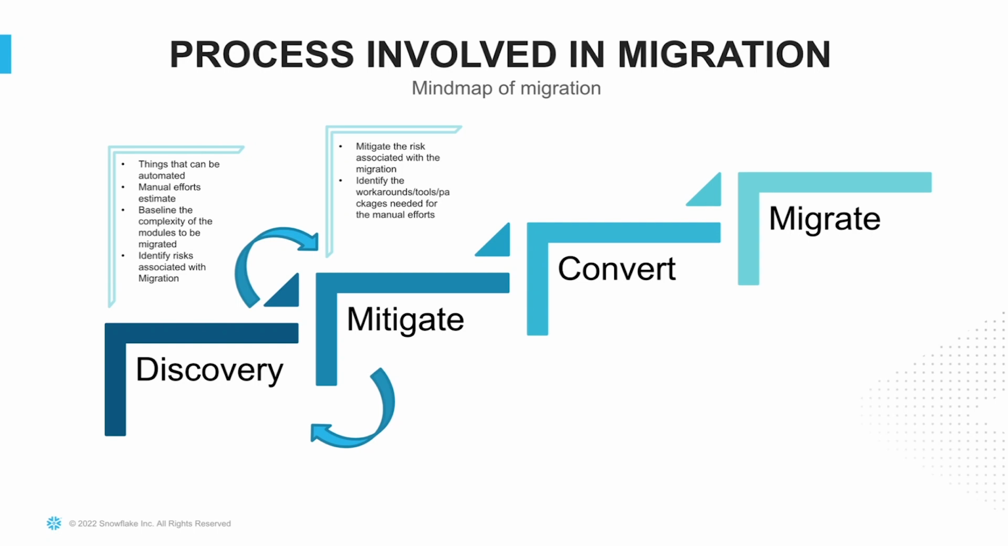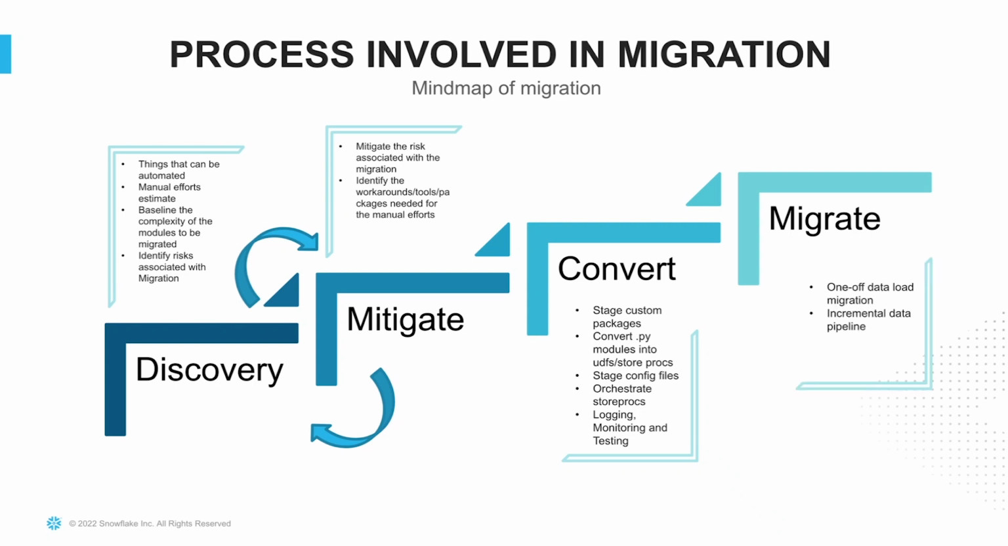So you do the mitigation phase and then again do the discovery phase and then find out how we can efficiently migrate the code. Next comes the convert stage, where you stage the custom packages, whatever custom and business logic you have built over the years in Python, and then convert all the .py modules into UDFs and stored procs, stage all the configuration files, orchestrate the stored procs, and then logging, monitoring, and testing, everything comes in the convert phase. Finally, the migrate phase is one of data load, which is moving the data first, and then incremental data pipelines. The second stage is moving the pipelines. So all these are the steps that are involved in the process of Snowpark migration.